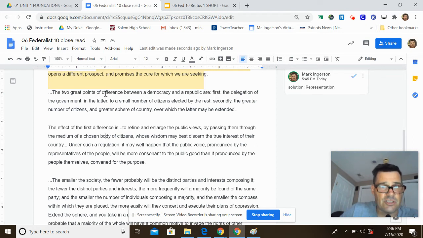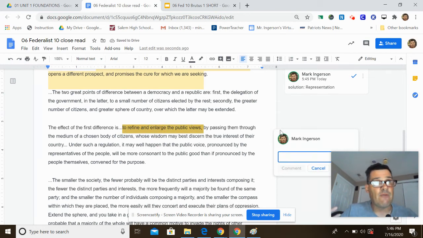The effect of the first difference is to refine and enlarge the public views by passing them through the medium of a chosen body of citizens whose wisdom may discern the true interest of their country. So refine and enlarge the public view. And this basically means a representative is going to take in all these different views from their citizens that have voted for them, and then they're going to talk with other people from around the country who also have different views coming through, and then they're going to create better policy. So they're going to make better policy by hearing lots of ideas.